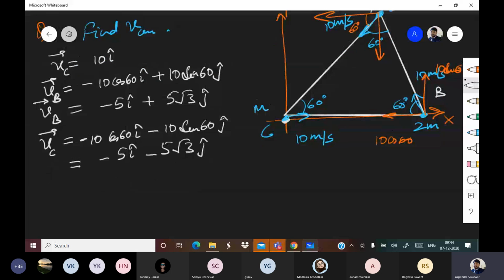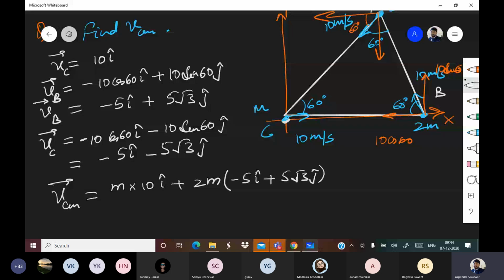So now we need to involve masses. VCM means velocity of center of mass. So M into 10 I cap plus 2M into velocity of VB, which is minus 5 I cap plus 5 root 3 j cap, plus 3M and velocity is minus 5 I cap minus 5 root 3 j cap, upon 6M.